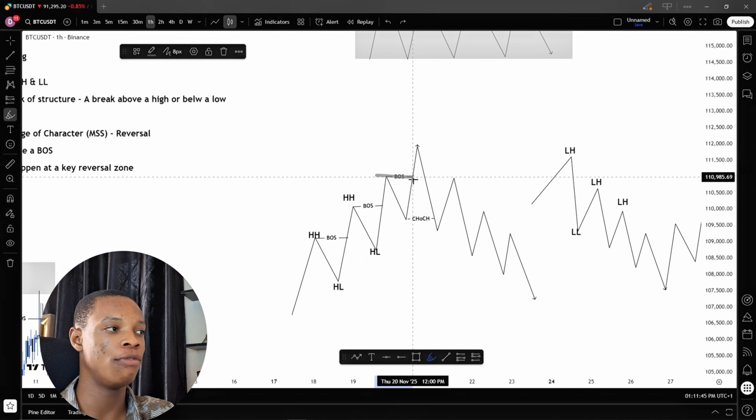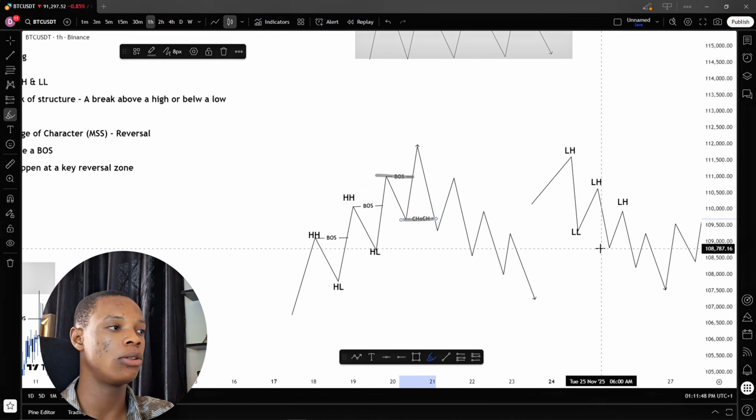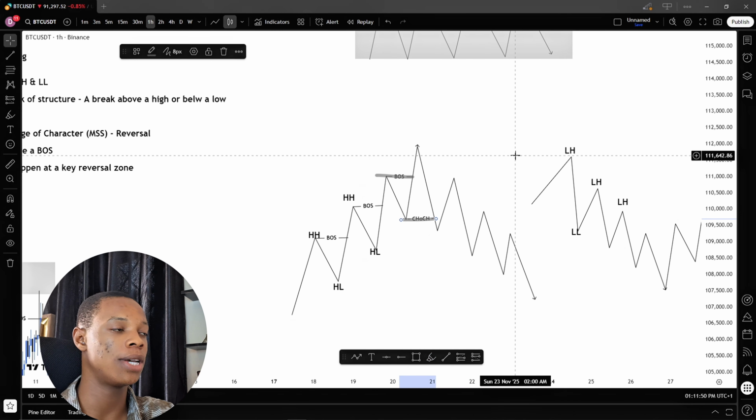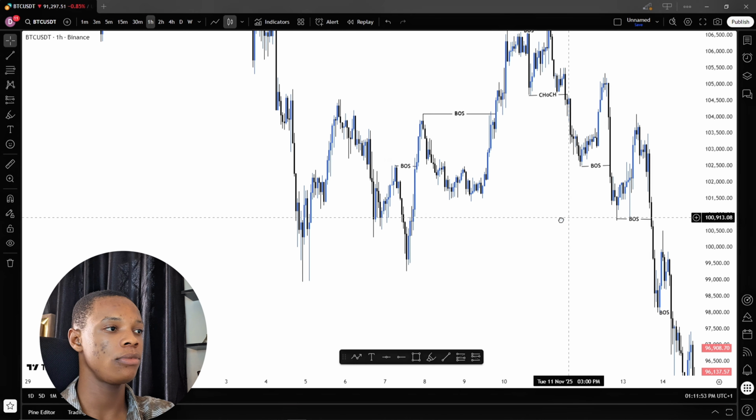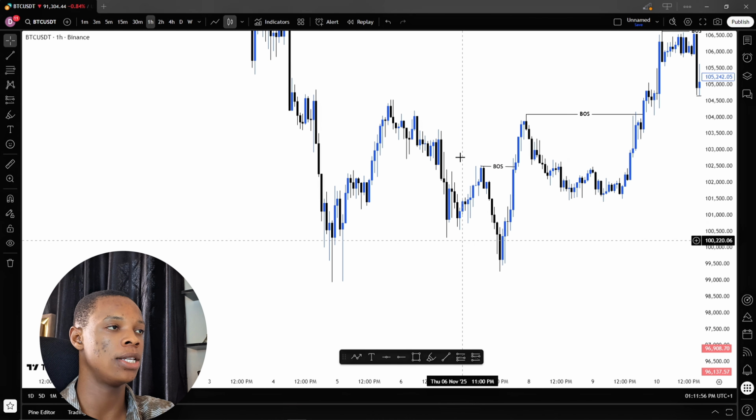If it doesn't break to the upside before breaking to the downside, or it doesn't break to the downside before breaking to the upside, that's not a valid change of character. Let's say this is an example right here.